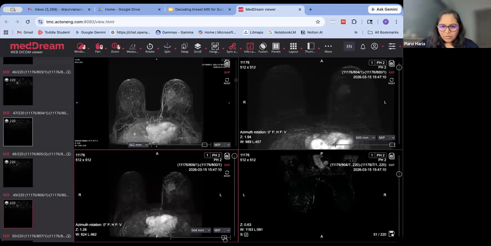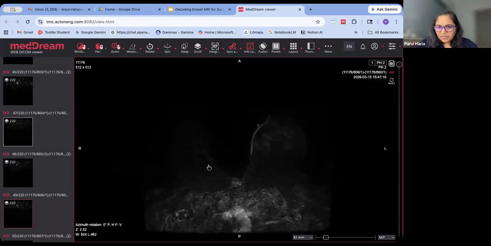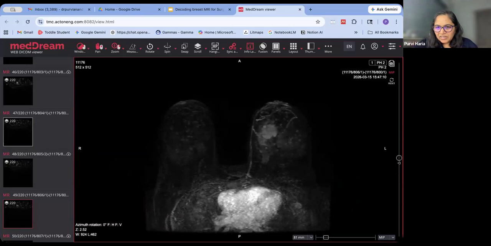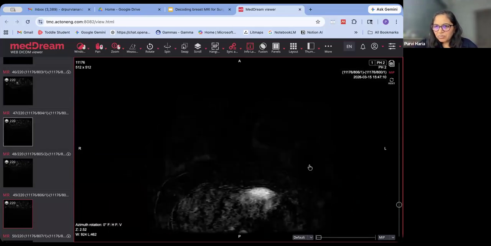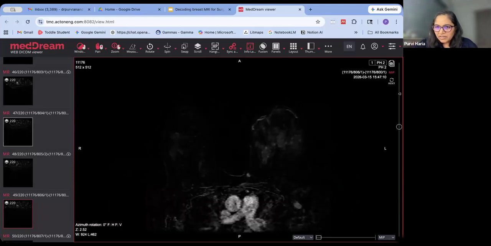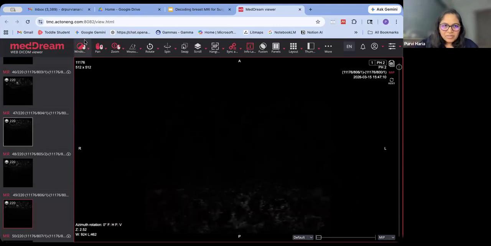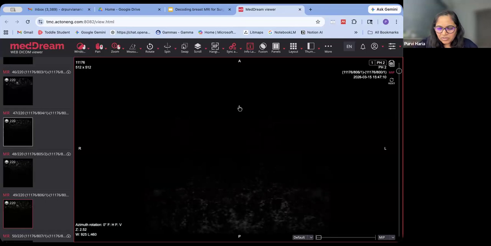Now, let's not see the ultrafast, and let's see this phase where only the lesion is enhancing. Let's try to find out if there is anything else showing enhancement. So I'm going to take it to the minimum thickness and scroll the entire scan from top to bottom. Let me make it a little brighter so that we can appreciate the lesion well.